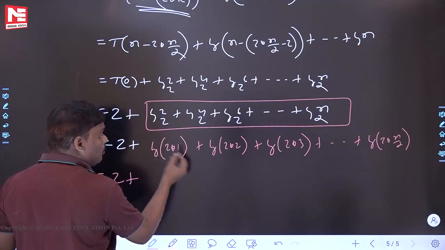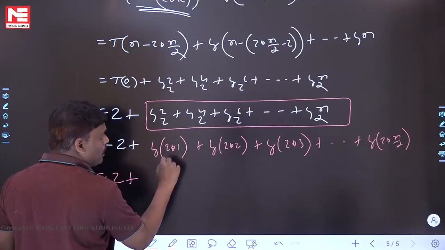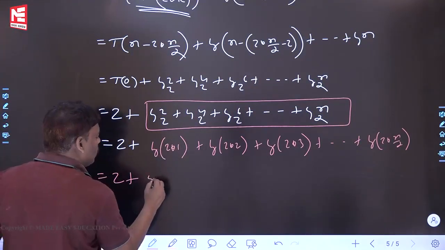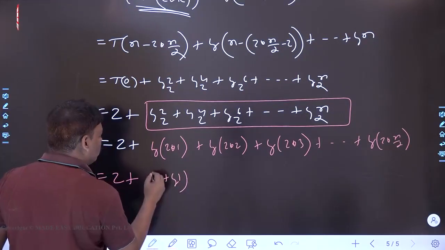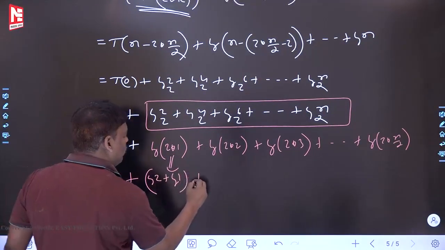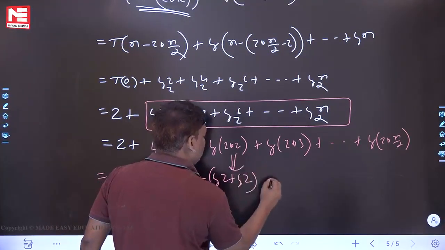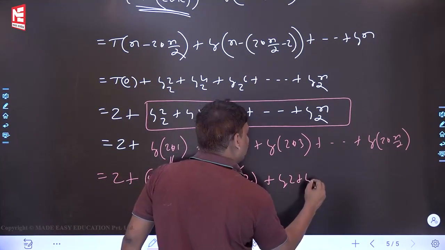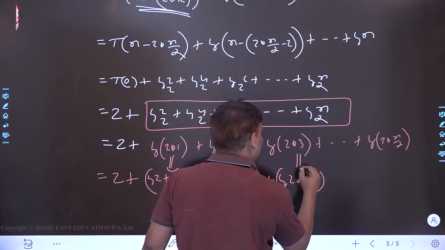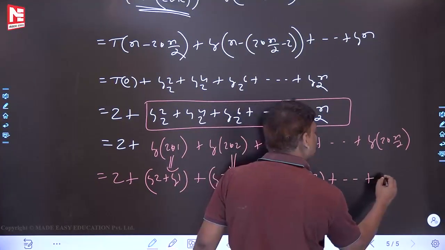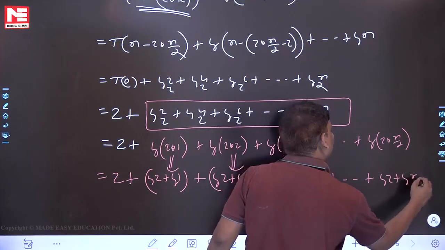It is the log mn formula. Log mn is equal to log m plus log n. Right? What is the answer? Log 2 plus log 1. Right? From this. Same way here, log 2 plus log 2. Same thing here. Next one, log 2 plus log 3. Same thing here. It will continue like this. What is the last one? Log 2 plus log n by 2.